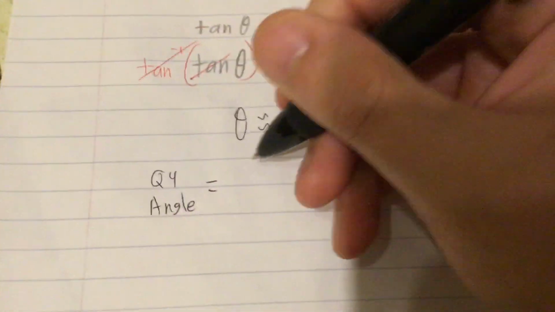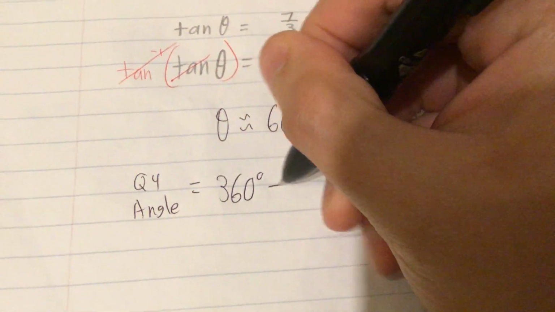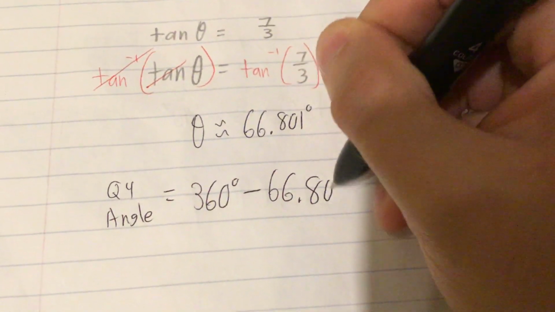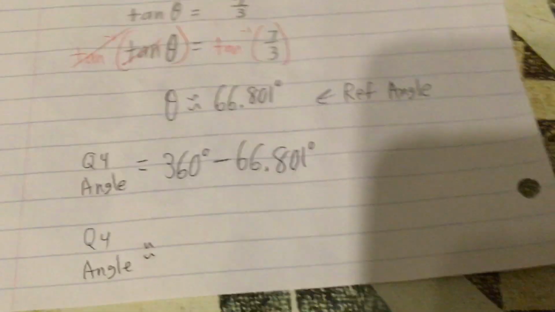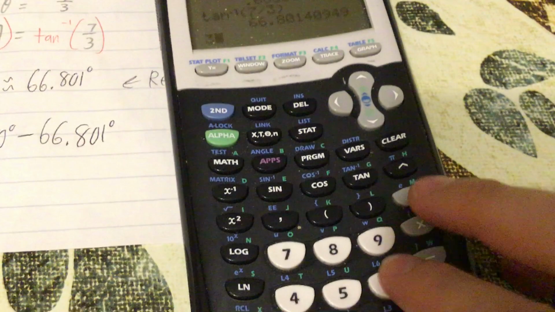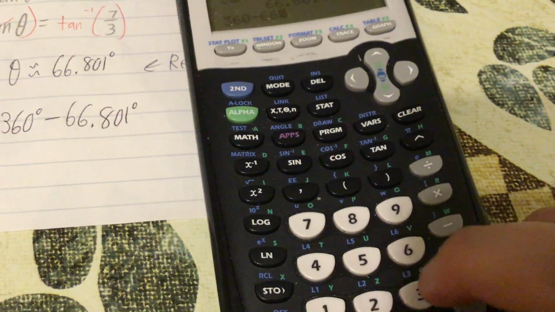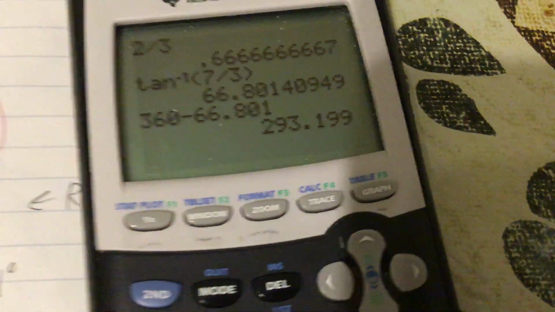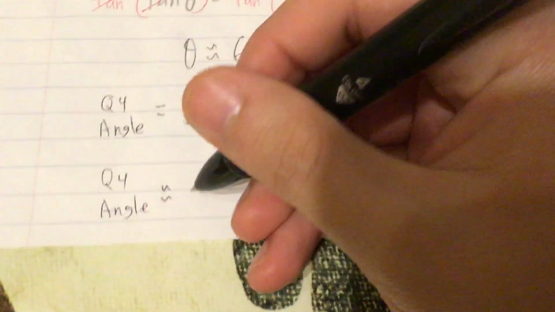is equal to 360 degrees minus the reference angle, 66.801 degrees. I'm going to put a little squiggles. So 360 minus 66.801 is approximately 293.199.